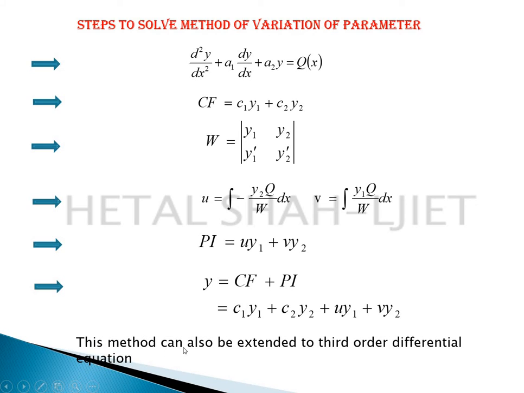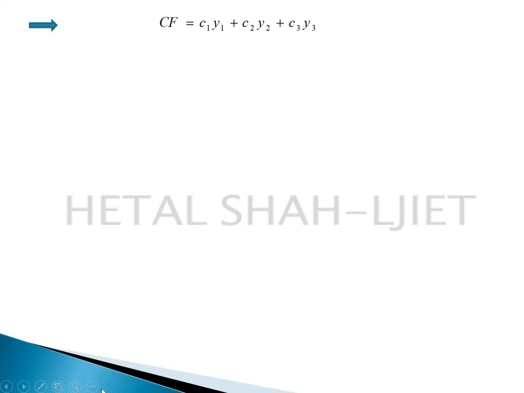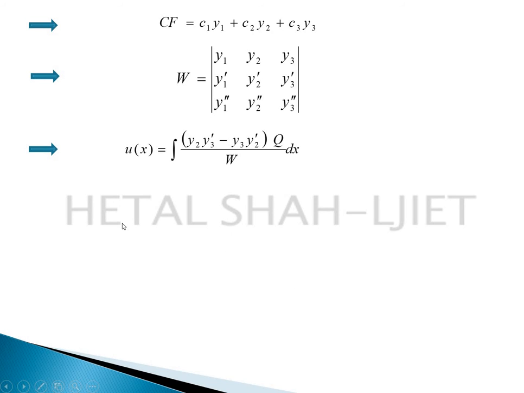Now this method can also be extended to the third order differential equation. For the third order differential equation, our CF is C1y1 plus C2y2 plus C3y3. We get three constants for the third order differential equation. Then the Wronskian formula is the 3 by 3 determinant with rows y1 y2 y3, y1 dash y2 dash y3 dash, and y1 double dash y2 double dash y3 double dash.